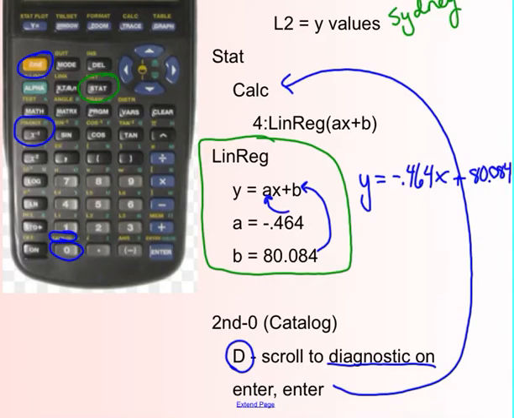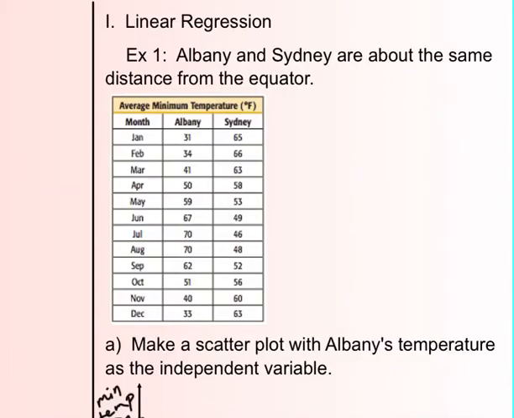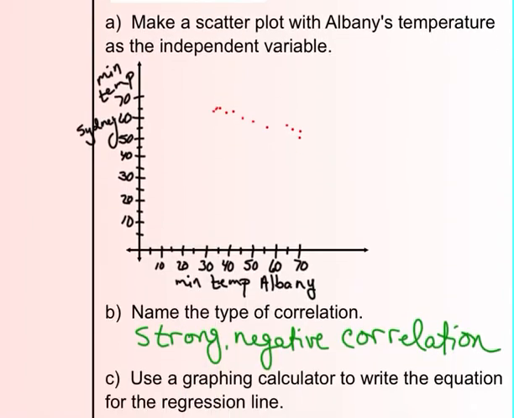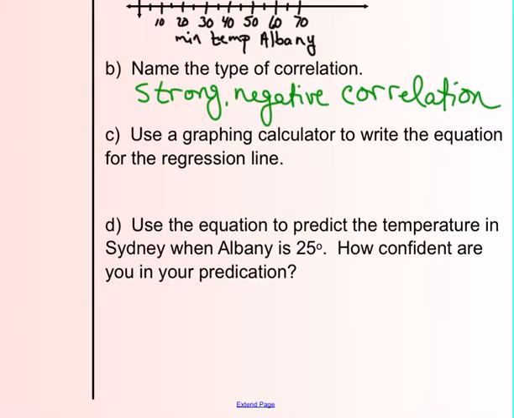I'm going to jump back to the previous page, and we're going to answer a few more questions about this data set. All right, so we're going to get that equation for our regression line again. I'm going to jot that down here. It's negative 0.464x plus 80.084.